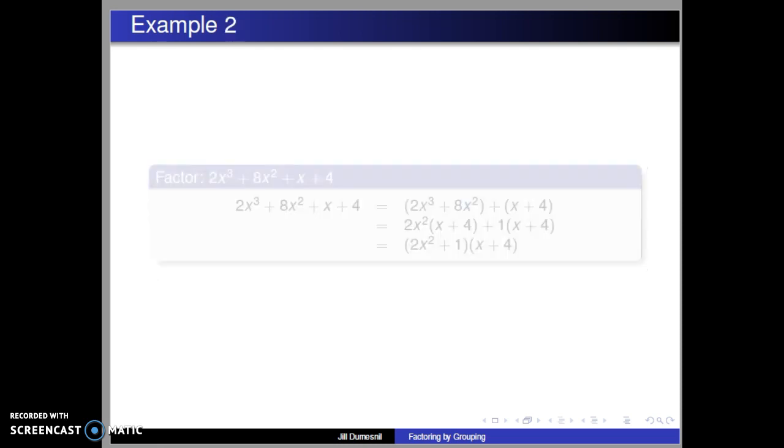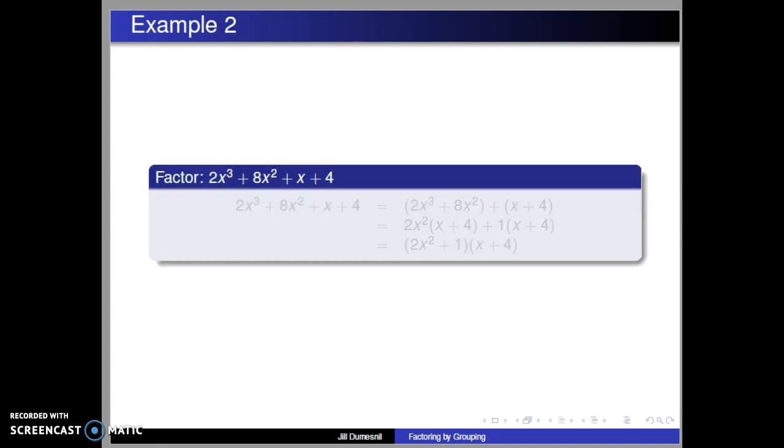Let's look at another example. Now, we want to factor 2x cubed plus 8x squared plus x plus 4. Again, there is no factor that all 4 terms have in common. We group the terms in pairs by inserting parentheses. The first pair of terms has a common factor of 2x squared, and the second pair has a common factor of 1. We factor these out and explicitly insert the factor of 1. Now notice the common factor of x plus 4 in both terms. Factoring out the x plus 4 leaves another factor of 2x squared plus 1.